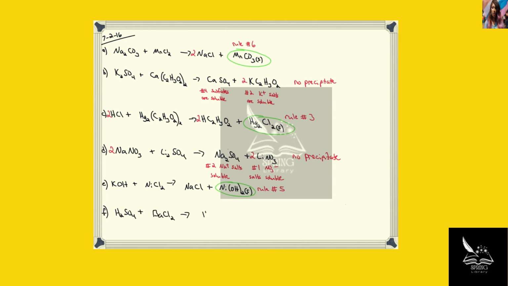Then we have sulfuric acid reacting with barium chloride, producing hydrochloric acid and barium sulfate. And barium sulfate is our precipitate because rule number 4 says although sulfates are soluble, barium sulfate is an exception and it is insoluble.